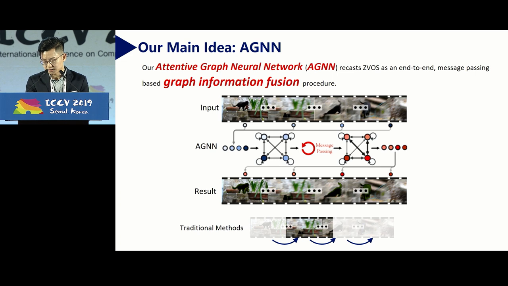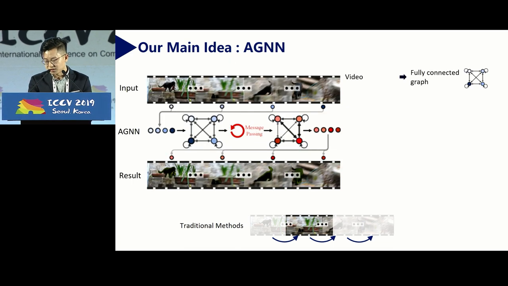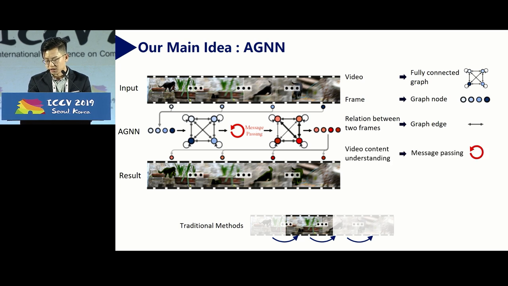Based on the above analysis, we propose an attentive graph neural network, AGNN, which recasts this task as an end-to-end message passing-based graph information fusion procedure. Specifically, the video is represented as a fully connected graph. The graph nodes are the video frames. The edges are the pairwise relations between two frames. Through message passing, our model can capture high-order relationships among video frames and better understand the video content from a global view. After the information diffusion, we can obtain a better video representation.